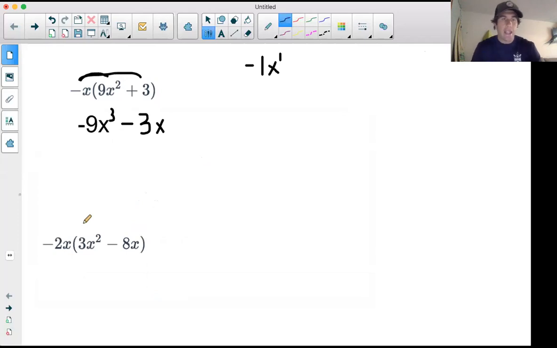Next one, I have negative 2x times 3x squared minus 8x. Now the same thing, you look at what's on the outside. So it's this whole term, negative 2x, and you're multiplying it to the 3x squared and to negative 8x. Now it's just like multiplying exponents, guys, right? When we did that unit. So you do the coefficients: negative 2 times 3 is negative 6.